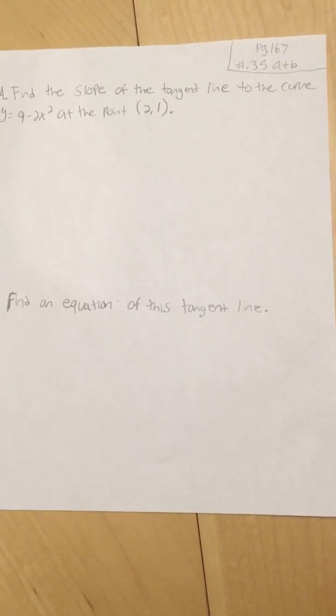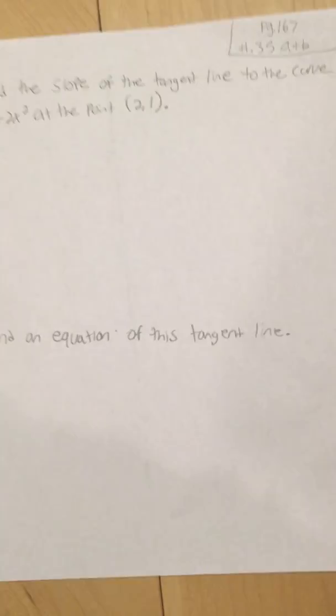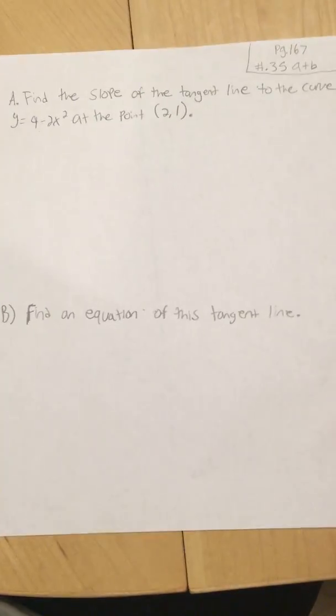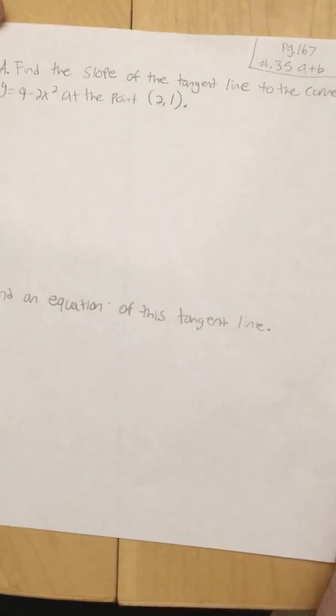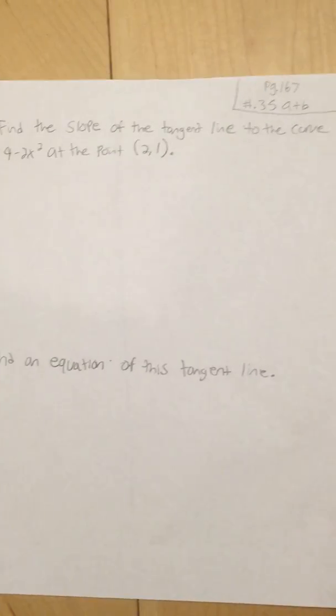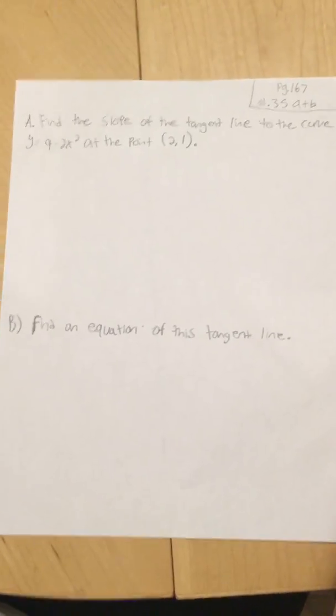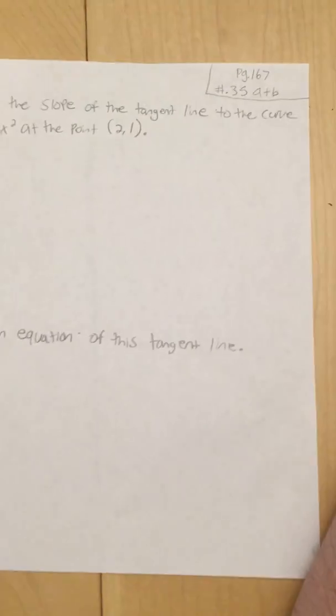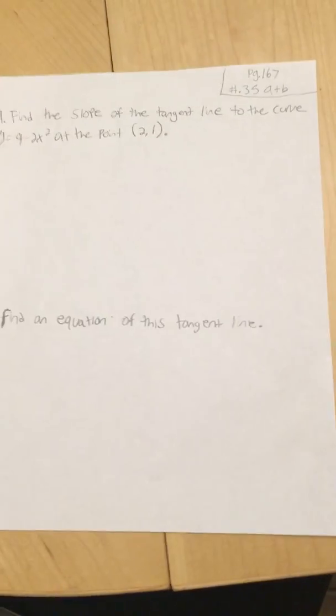We're here doing some derivative equations, and I came across problem number 35 in my math book, on page 167. It says, find the slope of the tangent line to the curve y equals 9 minus 2x squared at the point (2, 1). Well, the first thing we want to do with this problem is set up our formula.